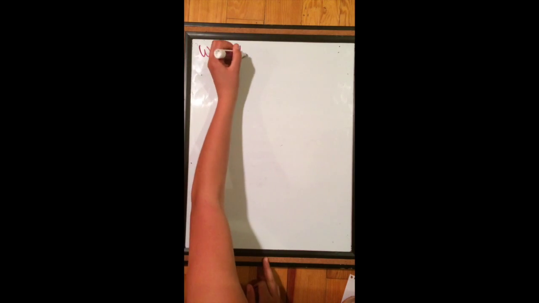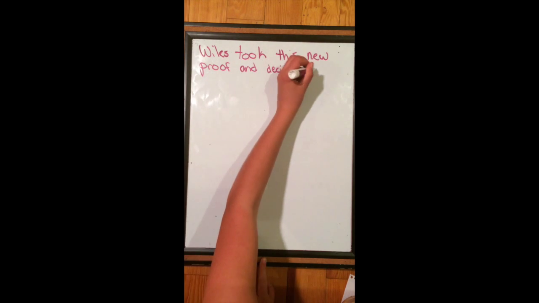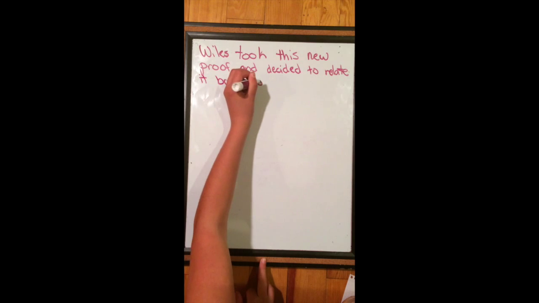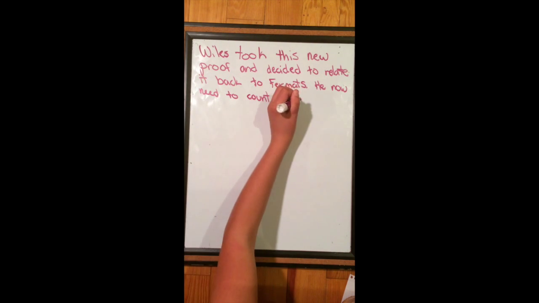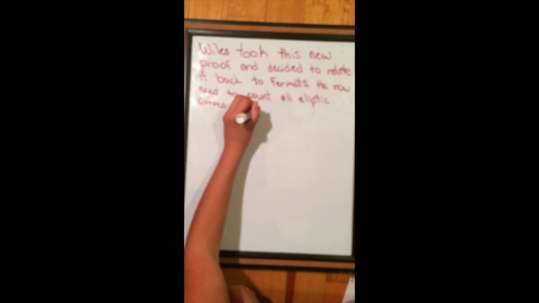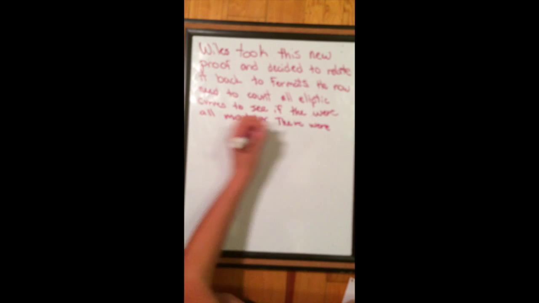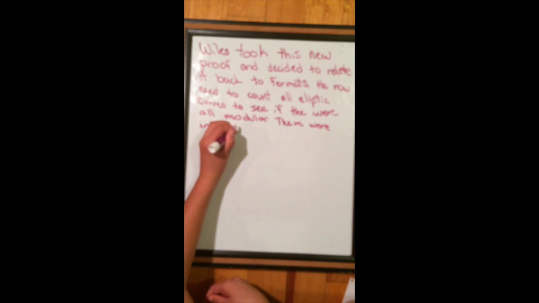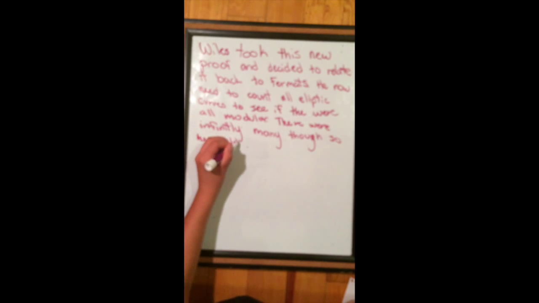So Andrew Wiles took this newly proved epsilon conjecture and related it back to Fermat's last theorem. His goal now was to count all the elliptic curves of the equation to see if they were all modular. But since there were infinitely many, he couldn't count them all. The theory was that if Taniyama-Shimura were correct, so was Fermat's last theorem, and vice versa.